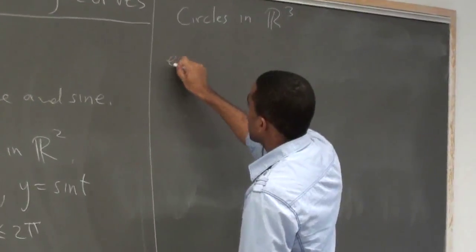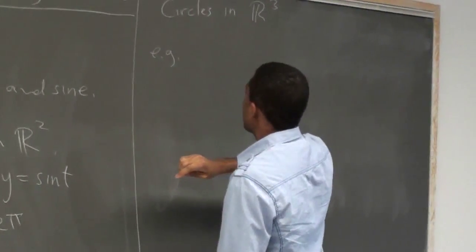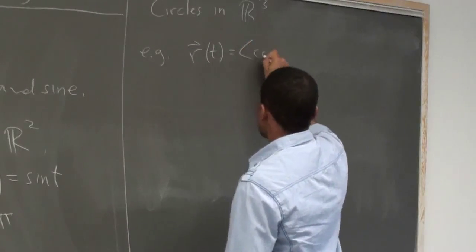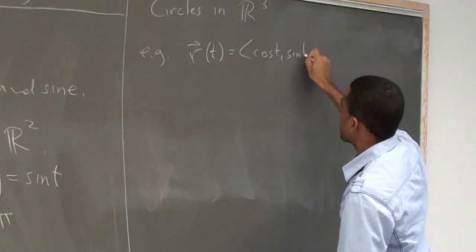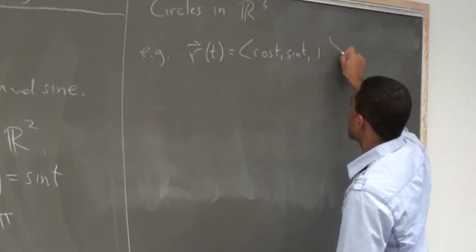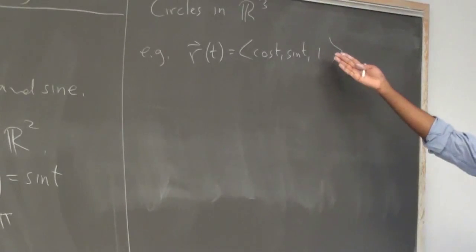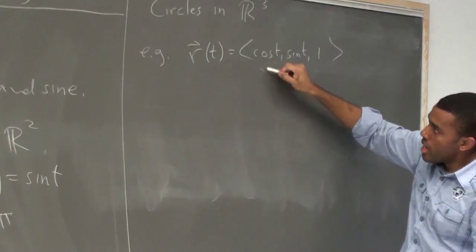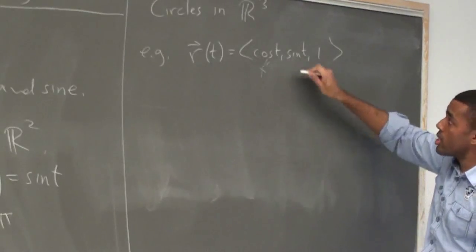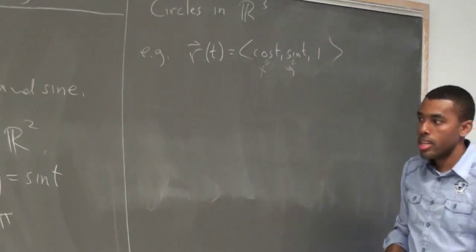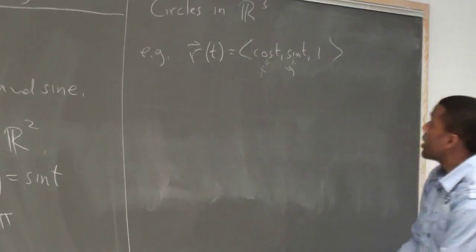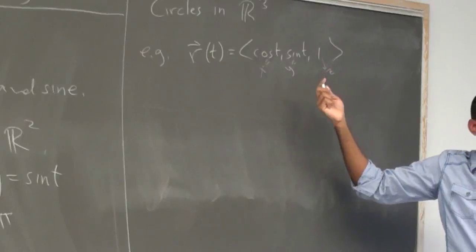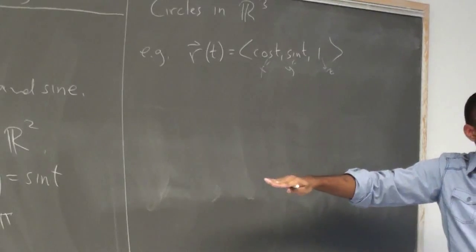So, for example, let's say I have r(t). Oh, we actually did this one. If you see this curve in a problem, you should recognize that it's a circle because the x component is cosine and the y component is sine. That reminds you of a circle. And the z component is a constant 1, so this is just a circle in the plane z equals 1.